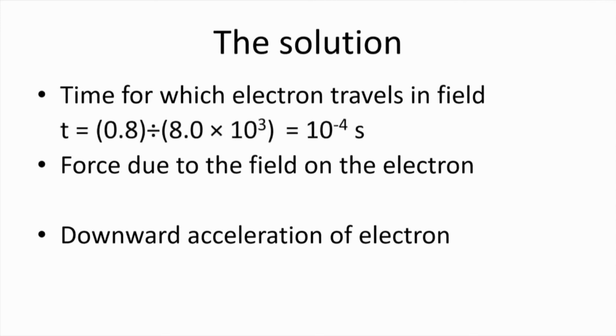All right, and so we can calculate the time for which the electron is in the field. The distance traveled is 0.8 meters, and the velocity is 8.0 by 10 to the 3 meters per second. And so the time is 10 to the negative 4 seconds, all right? 10 to the negative 4 seconds. That's the time for which the particle will be traveling.